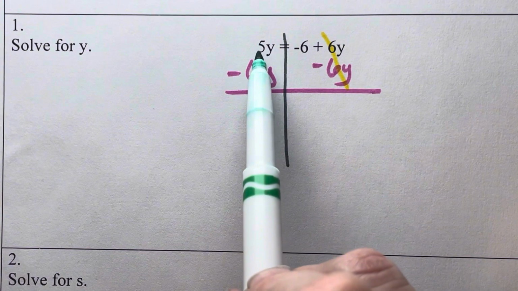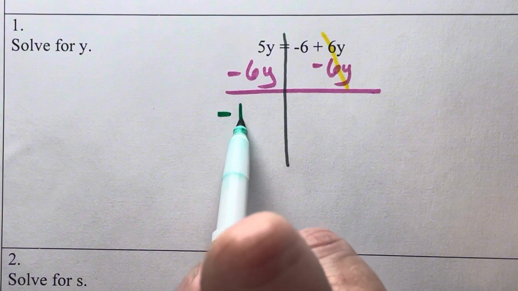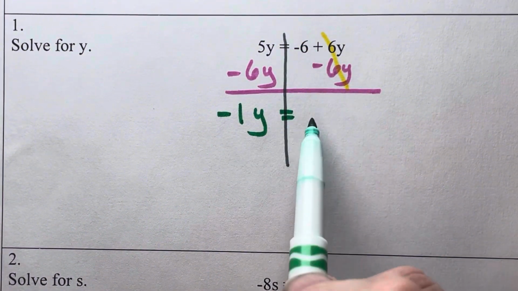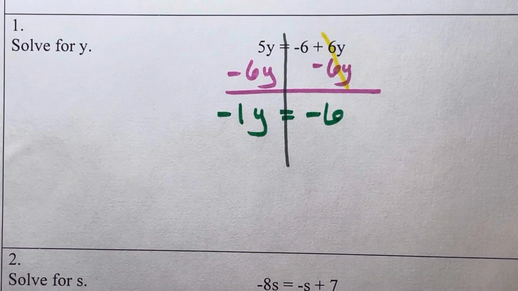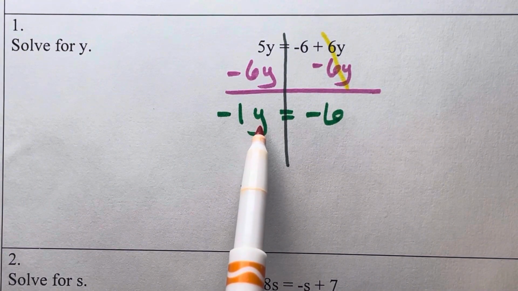All right, so 5y minus 6y will give you negative 1y, and that equals negative 6. Okay, so now this looks very simple because it is. We just need to get the y, now that it's essentially alone, we need to get it positive.